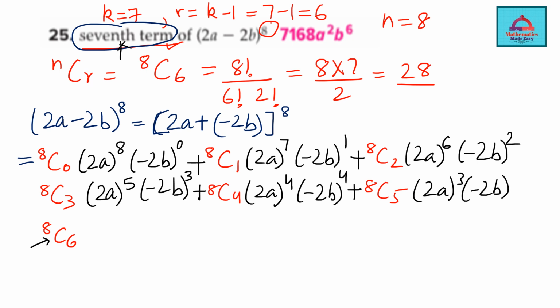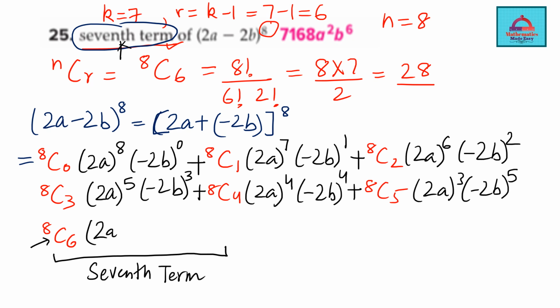And at each step you have to make sure that the power is equal to n. So 3 plus 5, 8. So we are correct. Now comes the term that we want. The term that I'm now going to write is the seventh term. This is the term that you want. So 2a, the first term, gets reduced by 1, so it becomes power 2, and minus 2b increases by 1. So this is the term that we actually need.